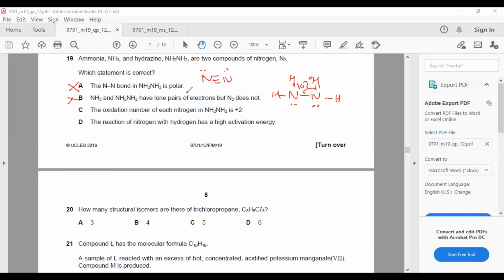Look, the oxidation number of each nitrogen is plus 2? Let's see. N2H4: plus 4 from hydrogens, minus 4, so every nitrogen has minus 2. Wrong. So D is the correct answer: the reaction of nitrogen with hydrogen has a high activation energy.